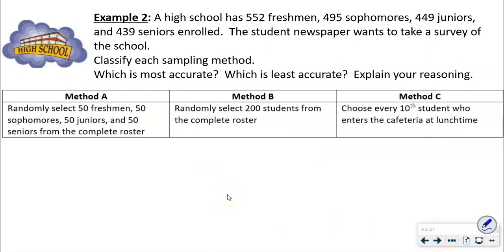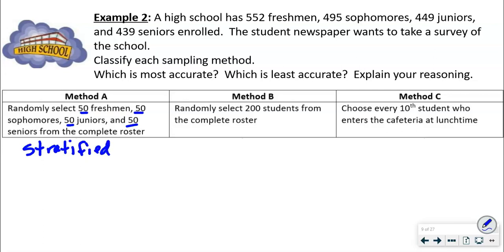All right, now we're going to read through this example. A high school has 552 freshmen, 495 sophomores, 449 juniors, and 439 seniors enrolled. The student newspaper wants to take a survey of the school. This asks us to classify each sampling method and then determine which is most accurate, which is least, and explain our reasoning, okay? So we have randomly selecting 50 freshmen, 50 sophomores, 50 juniors, 50 seniors. So we notice a 50, 50, 50, 50, right? So that's going to be stratified, right? That's going to be our stratified sample.